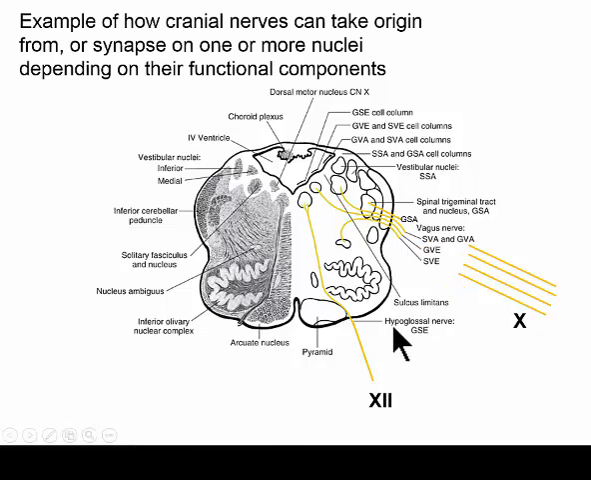And this is a slide I showed you way back at the beginning of the lecture, showing you how complicated a nerve like the vagus can be compared to 12. Because the vagus is going to use all of these nuclei, right? Dorsal motor 10, nucleus tractus solitarius, nucleus ambiguus, and spinal 5.